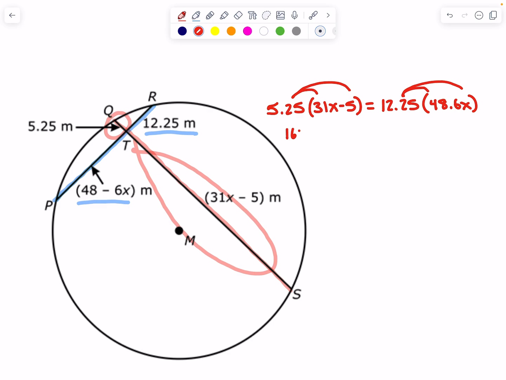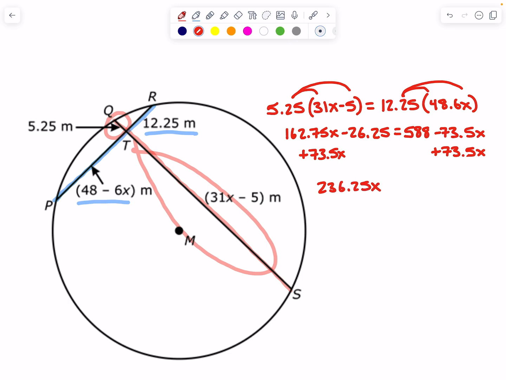So we get 162.75x minus 26.25 on the left. And then we get 588 minus 73.5x on the right. Then what I did was add 73.5x, because we want to put the variables together. And so that gave me 236.25x equals, and then I'm going to add 588 stays over there, but I'm going to add the 26.25 to the other side.